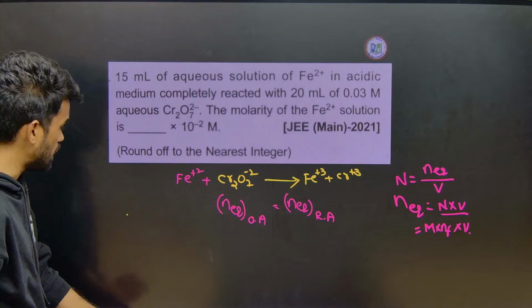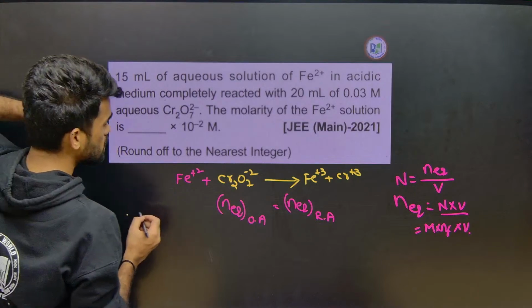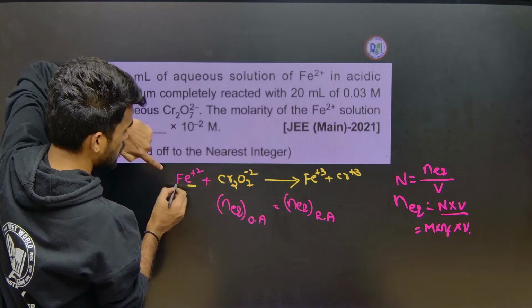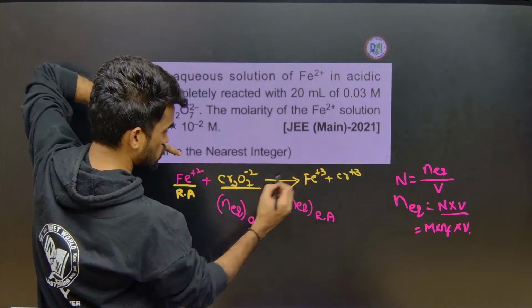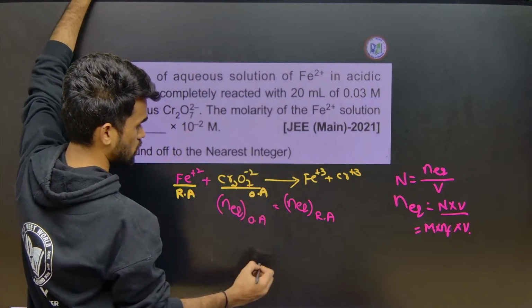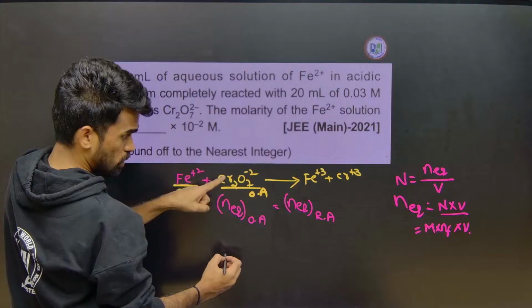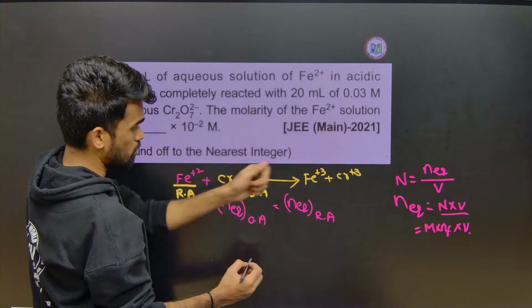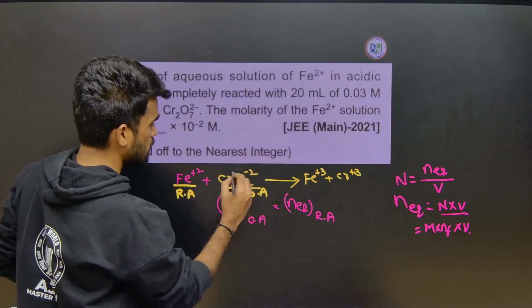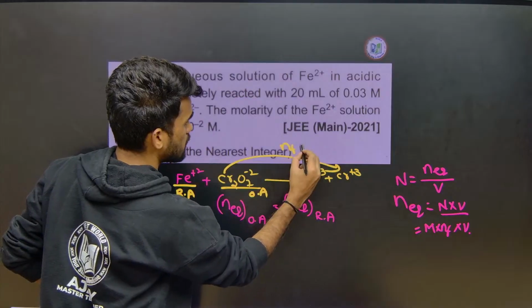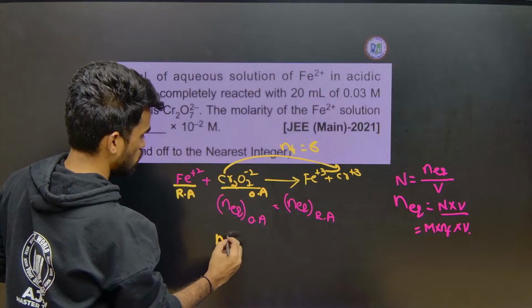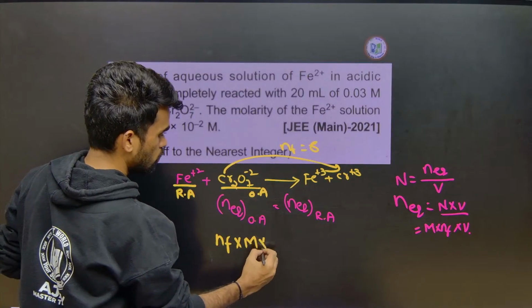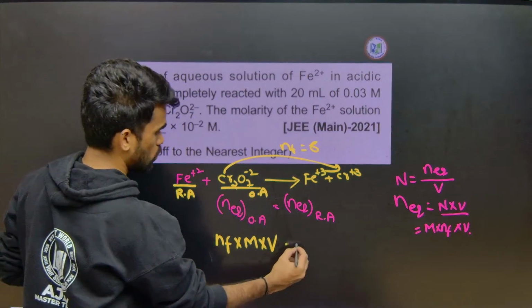Now what can I write? See, what is our oxidizing agent? This is undergoing oxidation, so I call it the reducing agent. This is undergoing reduction, so I should call it the oxidizing agent. What is the oxidation number changing here? Plus 6 to plus 3. Two are there, so n factor here is 6. So I am using n factor into molarity into volume of that solution equals that side.